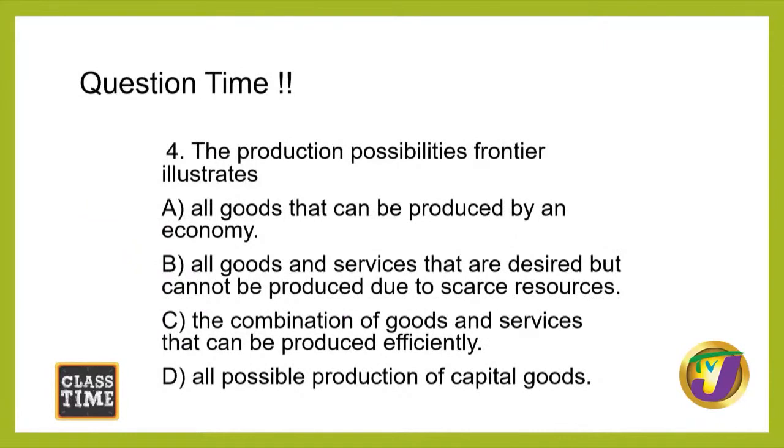We're winding down. Now, the PPF, or the production possibility frontier, illustrates which one? All the goods that can be produced, all the goods and services that are desired but cannot be produced due to scarce resources? Or is it C, the combination of goods and services that can be produced efficiently? Or is it D, all possible production of capital goods? And you are correct. The answer is indeed C, the combination of goods and services that can be produced efficiently.